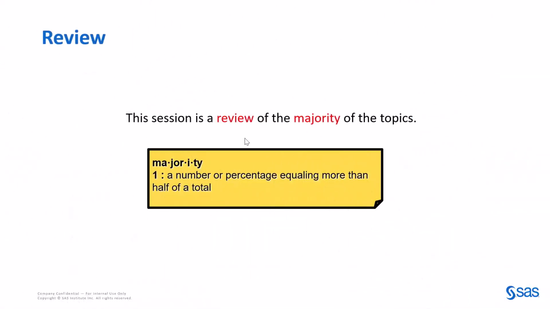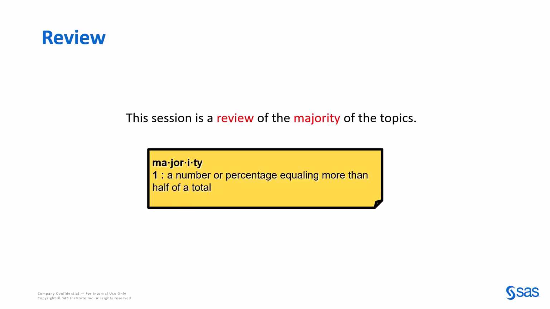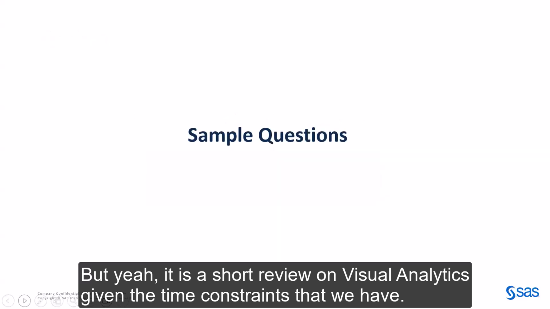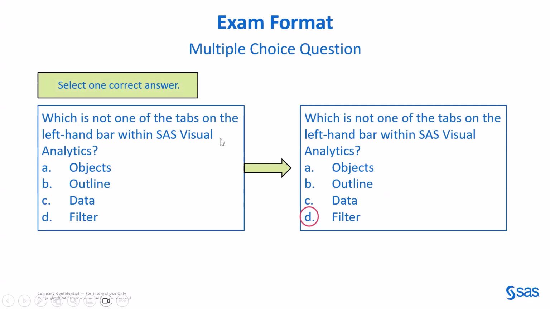Short review. As we know, review is a small percentage, a little more than half of the total, but yeah, it's a short review on visual analytics given the time constraints that we have. So sharing with you some sample questions: which is not one of the tabs on the left hand bar within SAS Visual Analytics? So we have objects, outline, data, filter. On the left side, we don't have filter.